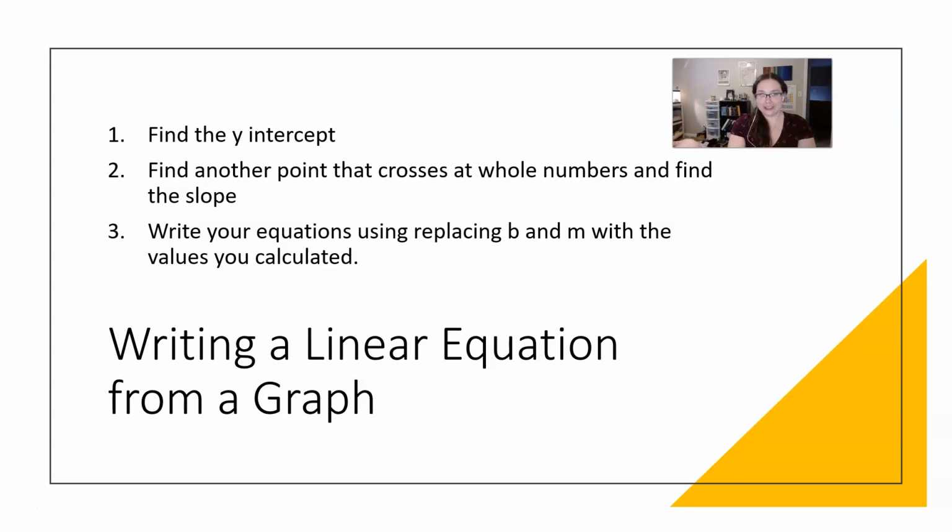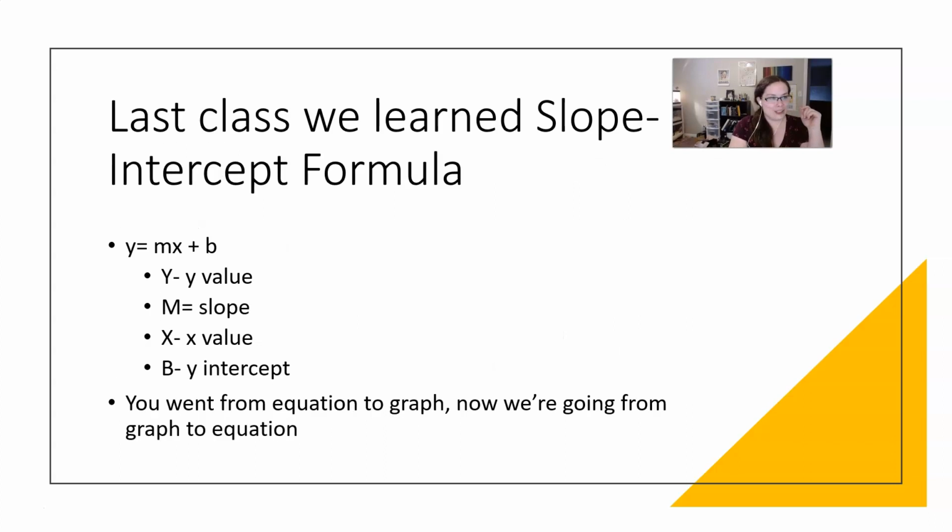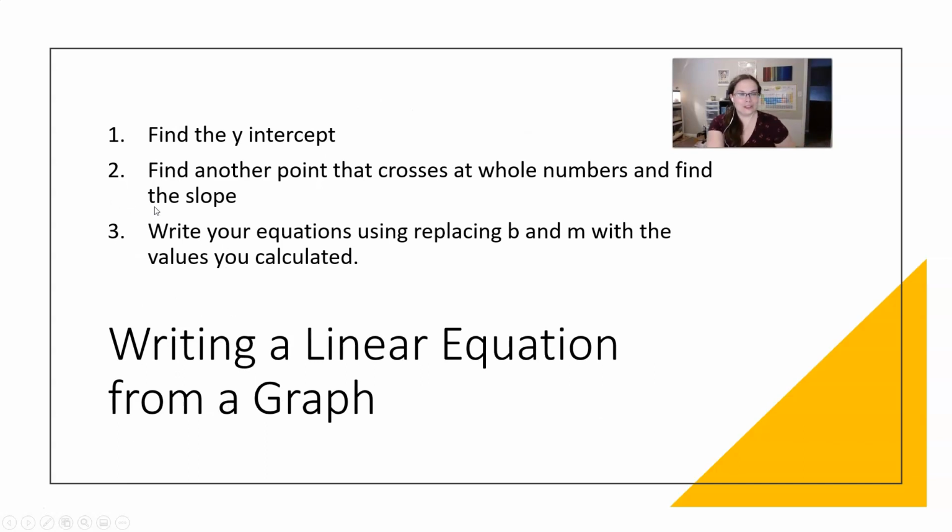First one, just like graphing, is to find the y-intercept. That is your plus b value at the end of your equation. Second, you're going to find another point and determine your slope. And then the third thing is to write that equation, plugging in your slope and your intercept value. So let's go through a problem and work these steps.